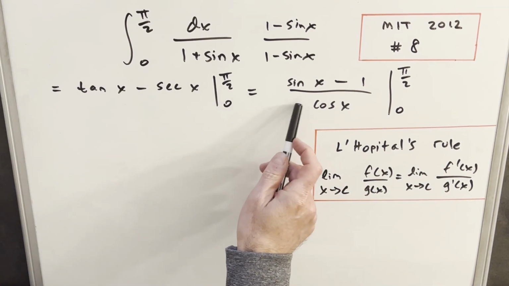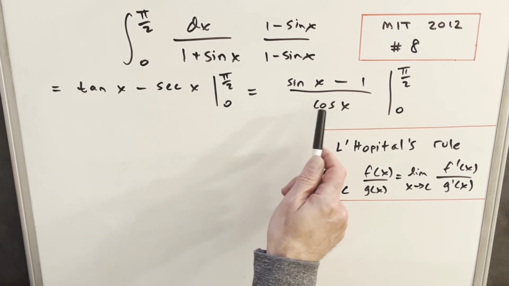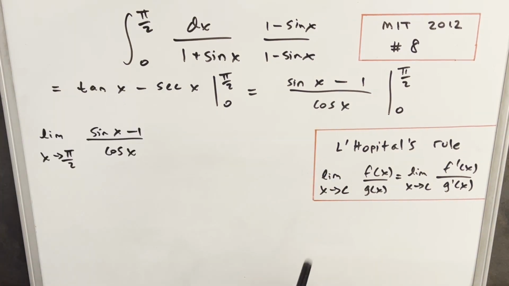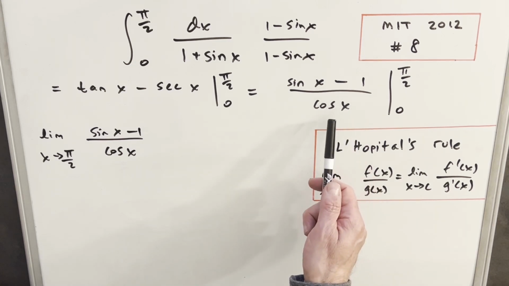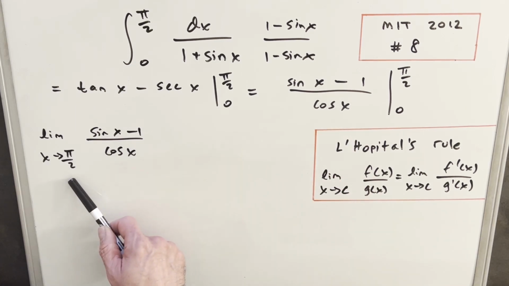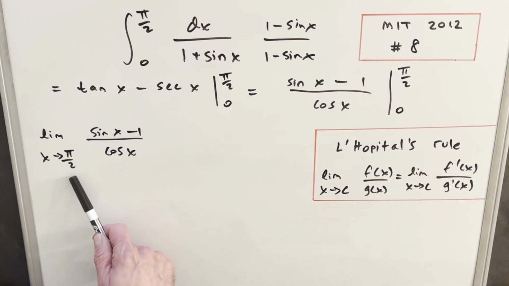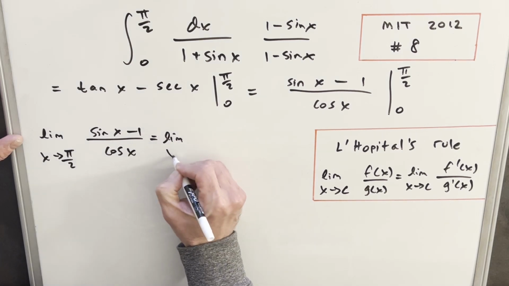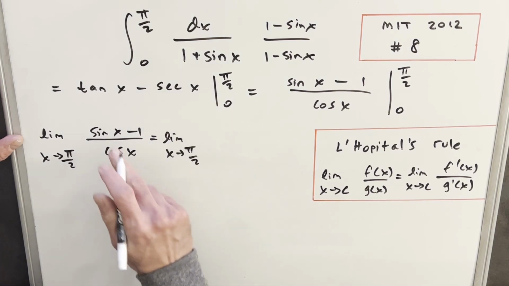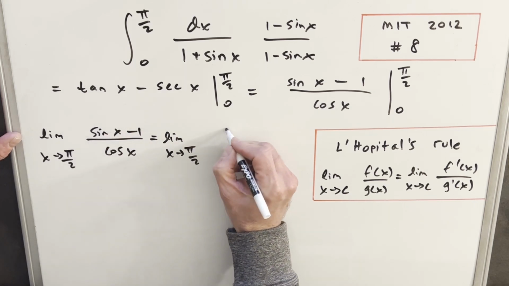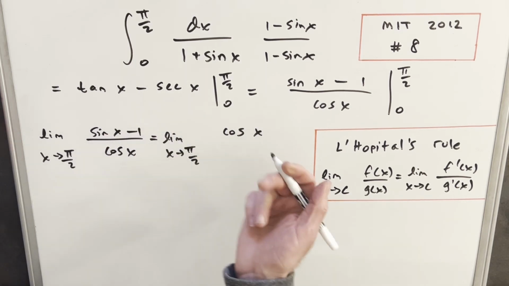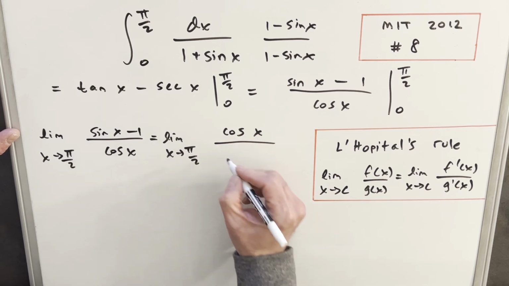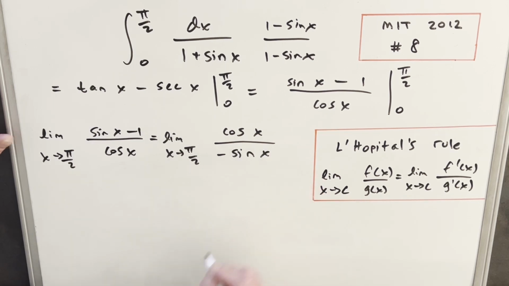So specifically, I've written our tan x minus secant x as sine x minus 1 over cosine x. Then to use L'Hopital's rule, we want to evaluate this sine x minus 1 over cosine x. We're just interested in evaluating the limit at pi over 2. And previously we determined this was 0 over 0, so this was our indeterminate form. So that's going to allow us to use this, and we'll look at the limit as x approaches pi over 2. The derivative of our numerator is going to be just cosine of x, with the derivative of 1 being 0. The derivative of cosine x is going to be minus sine x.